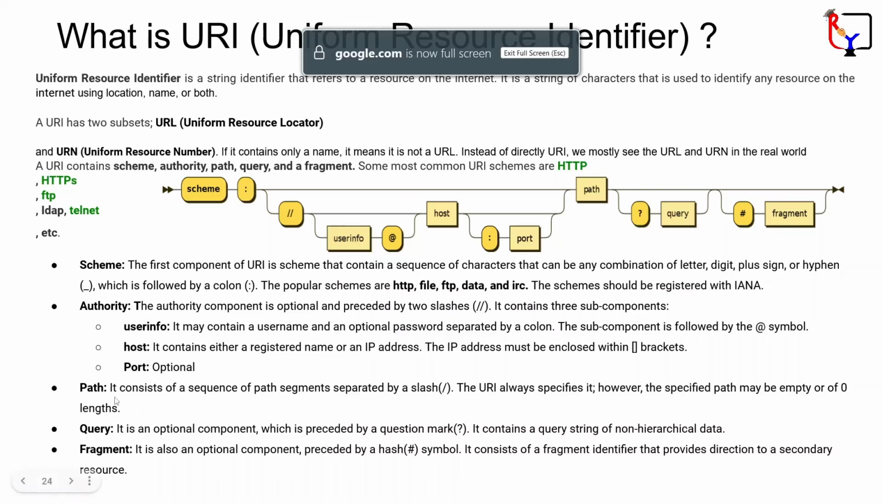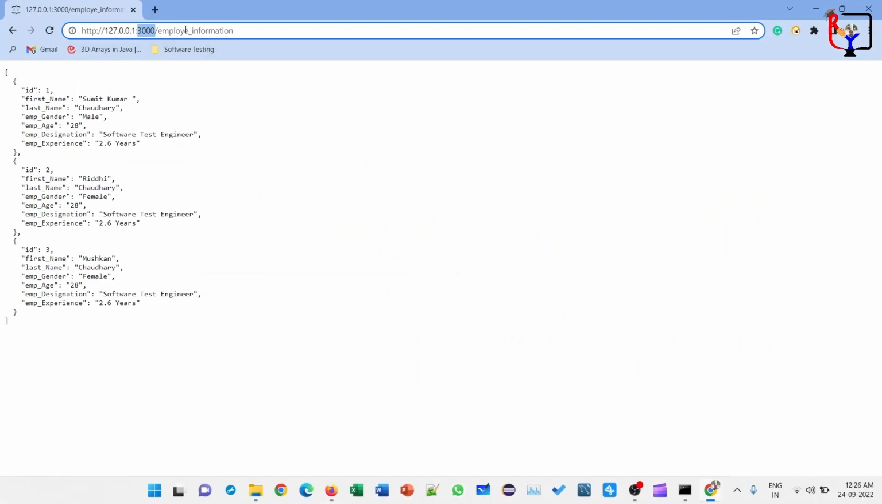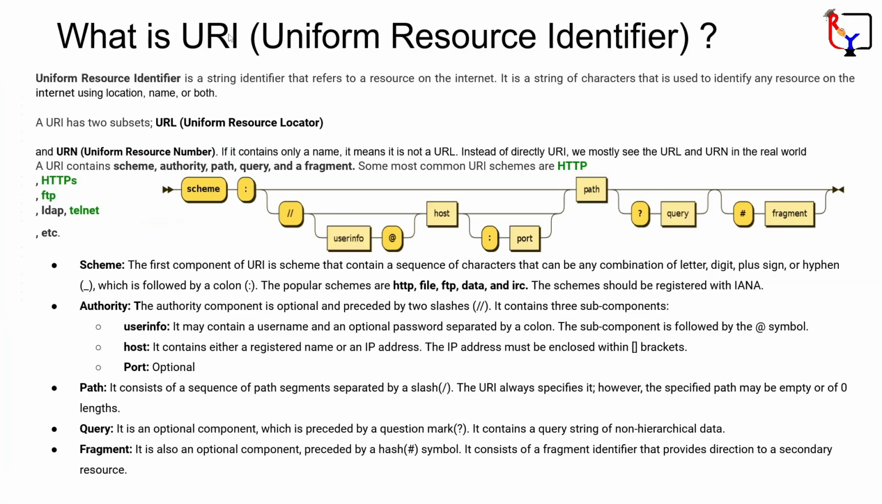Now the path. It consists of a sequence of path segments separated by a slash. Like this is the path. The URI always specifies a path, however the specified path may be empty or of zero length.